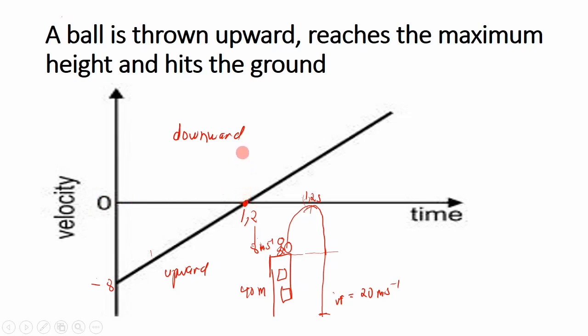Now, after reaching that maximum height, where does the ball now go? It goes downward. As you can see, it now crosses that x-axis line. So now the ball is going downward. What is happening to the velocity? The velocity is increasing as it goes downward. It's increasing, increasing up until it reaches the ground, right?